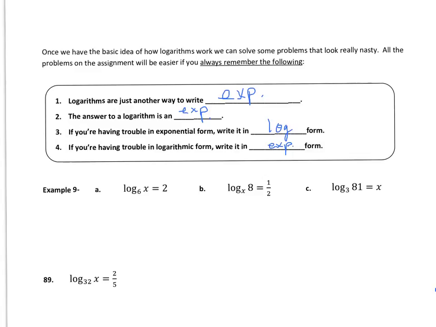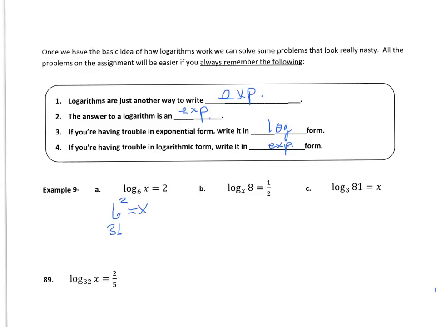Let's practice a little bit, shall we? So part A: log base 6 of x equals 2. A little trouble here, so let's put it in exponential form. So what's exponential form there? 6 to the second power equals x. What's 6 squared? 36. We're done.